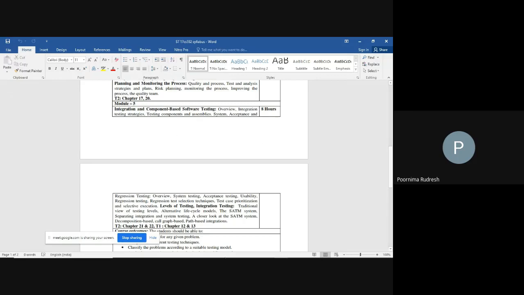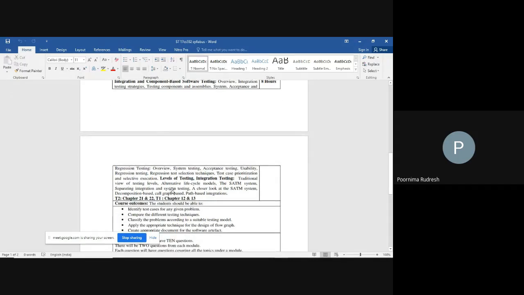And next you are going to study the example of the automatic teller machine, and next separating integration and system testing. Next you are going to study in detail the automatic teller machine, and then decomposition based, call graph based, and path based integration testing techniques. Those things you are going to study in the levels of testing and integration testing chapters. These topics are taken from textbook 1 and textbook 2. From textbook 1, you are going to study chapters 12 and 13, and from textbook 2, chapters 21 and 22.